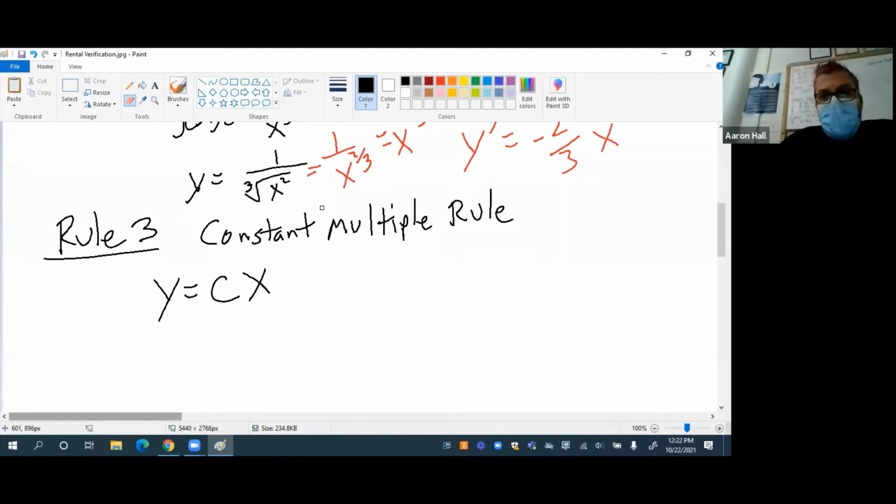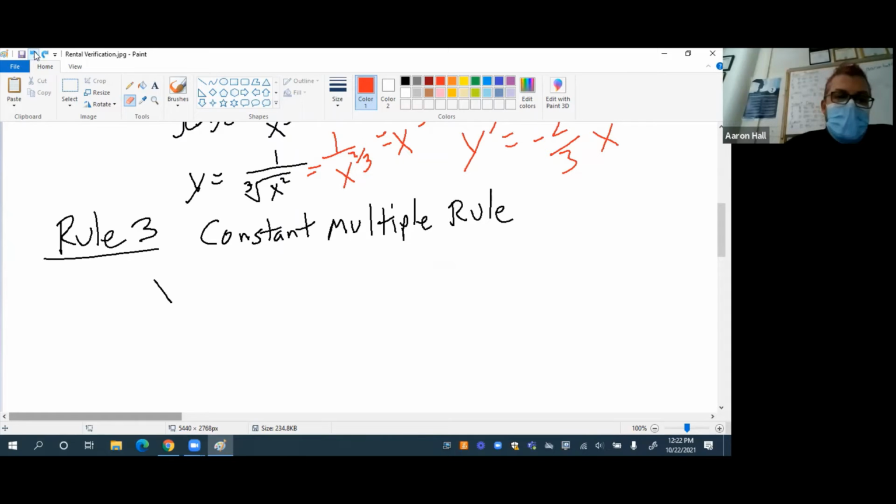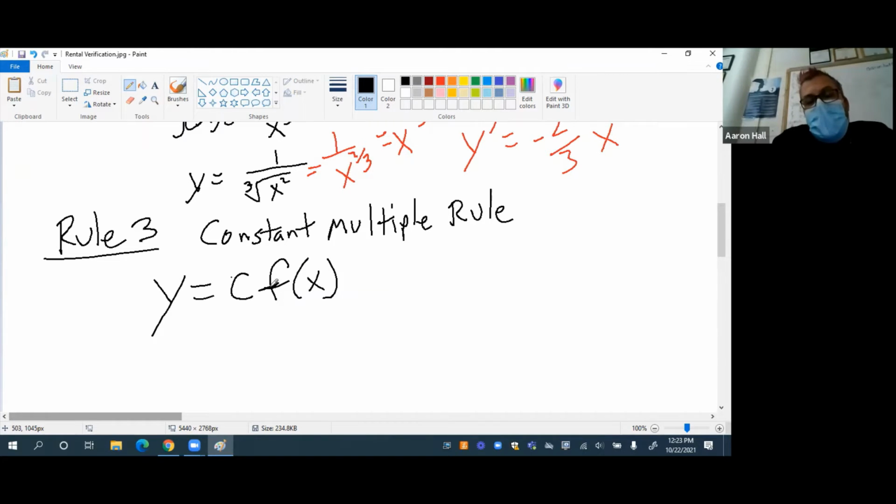And so what do we do? In fact, I want to rewrite this. I want to write this as this. We have y equals c, this is our constant, of f of x. How do we take the derivative of this?